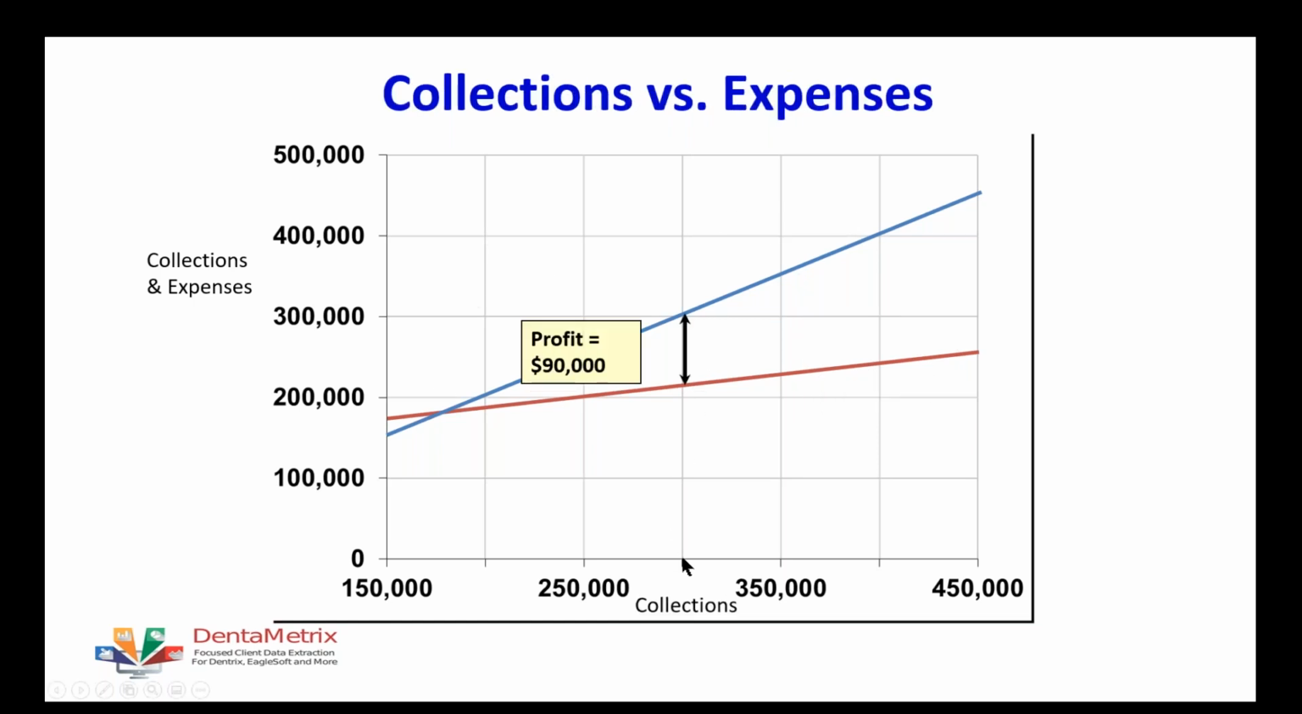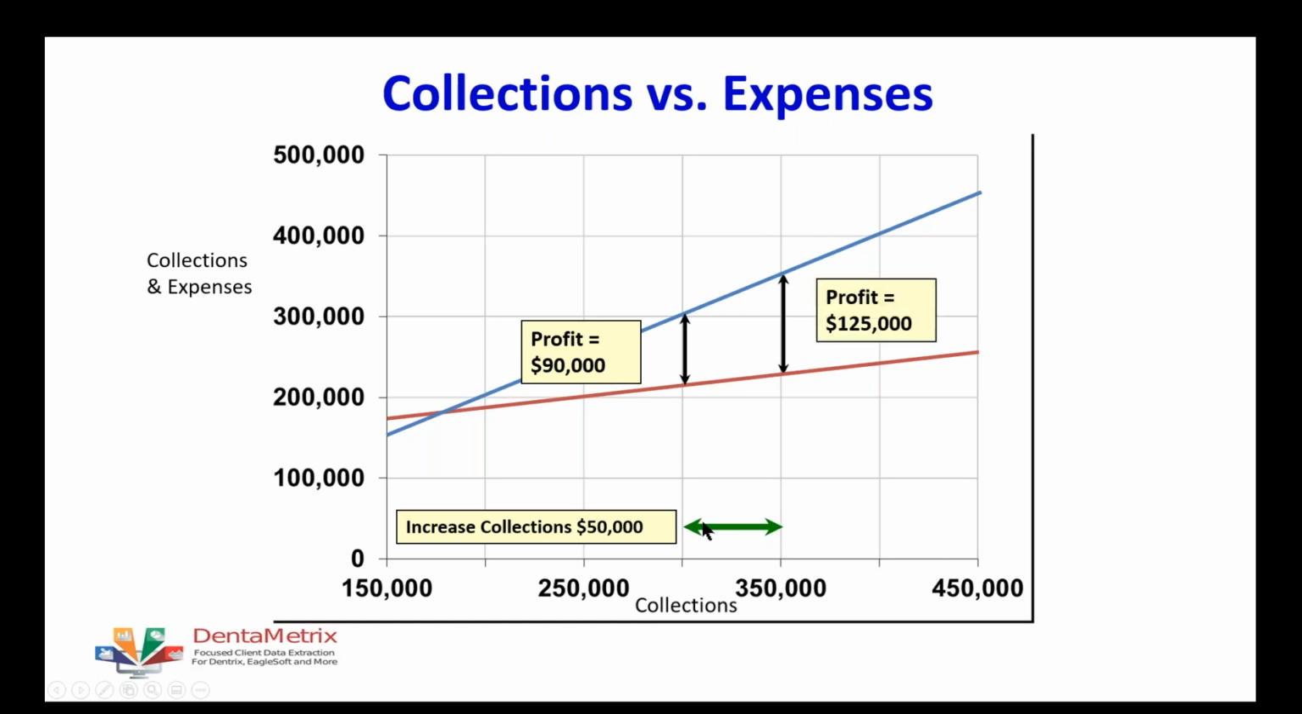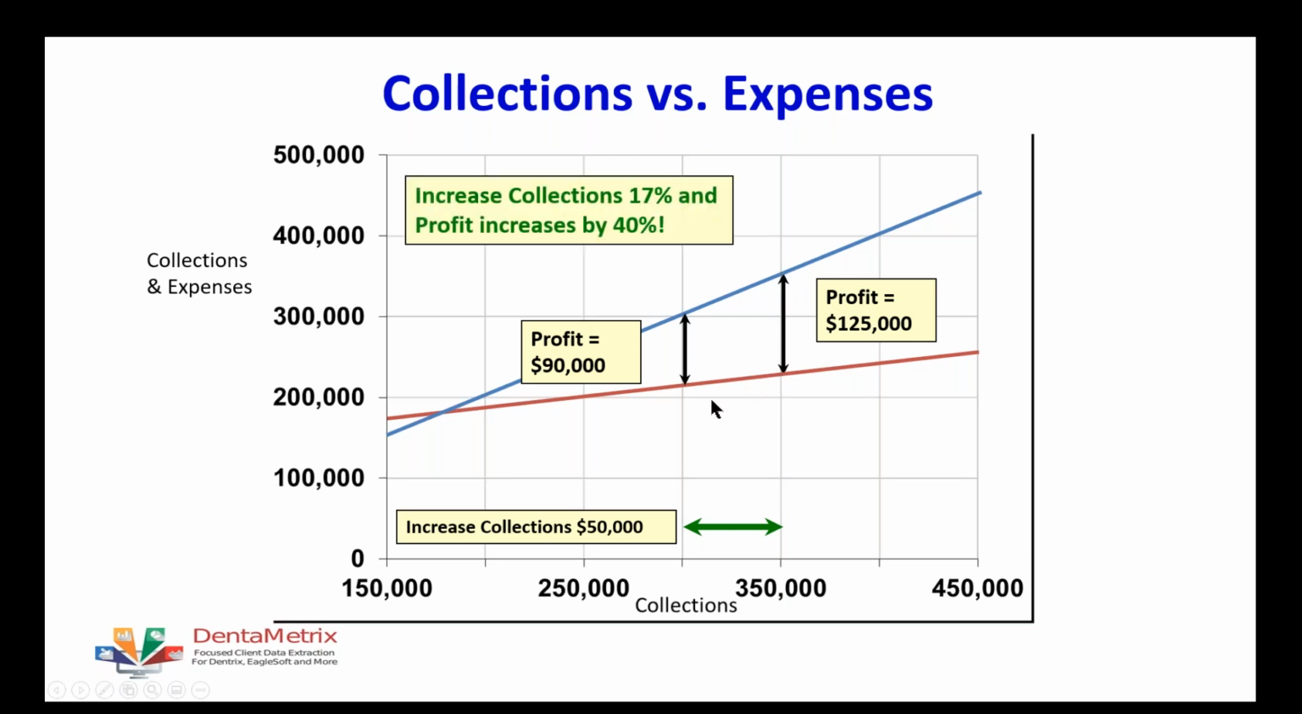Let's say we're here at $300,000 of collections. Our profit, the difference between the two lines here, is $90,000. Let's increase collections by $50,000 to $350 from $300. The profit out here is all of a sudden $125,000. And look at the relationship. You only increased your collections $50,000 or 17%, but your profit increases by 40%.